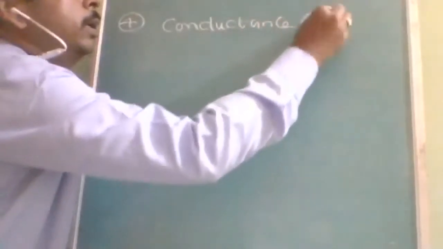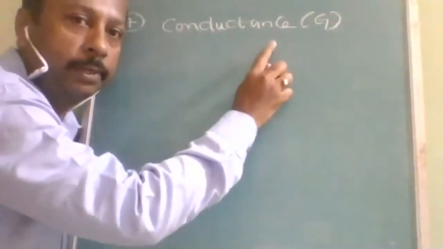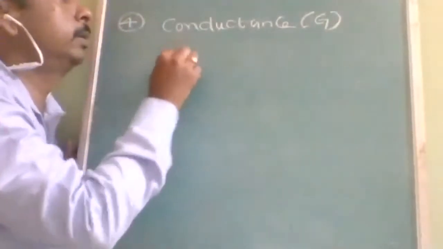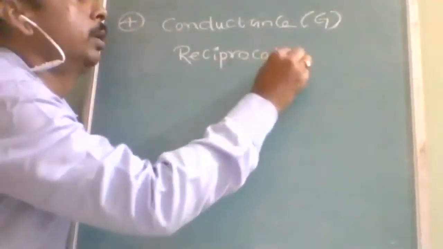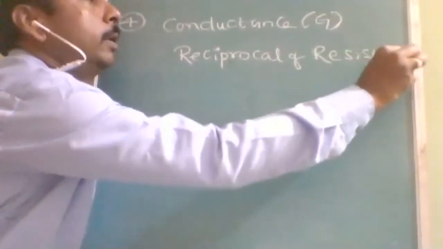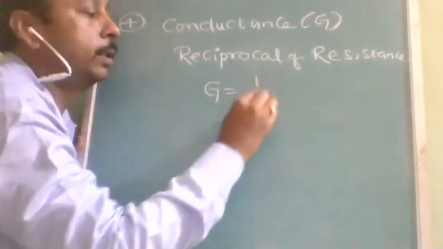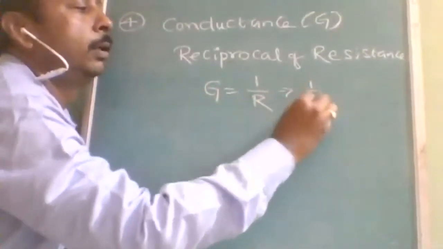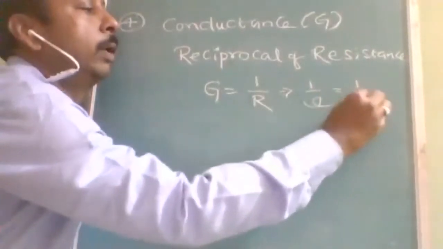Conductance is denoted by G. You have to take care: cell constant is with G star and conductance is with G. It is just the reciprocal. Simple definition: reciprocal of resistance is called conductance. So the formula will be G is equal to 1 by R. That means the units will be 1 by ohm.